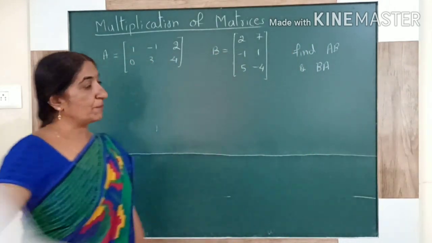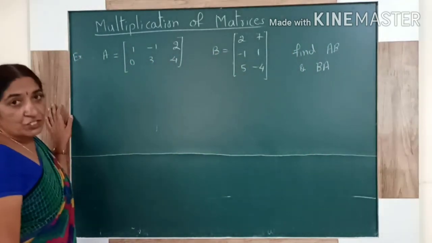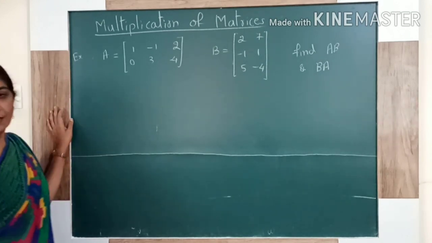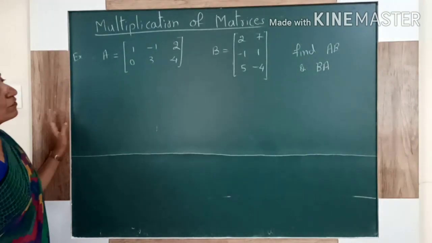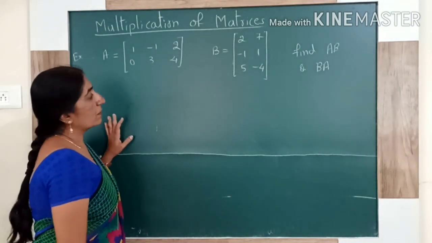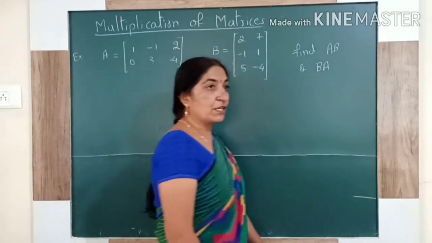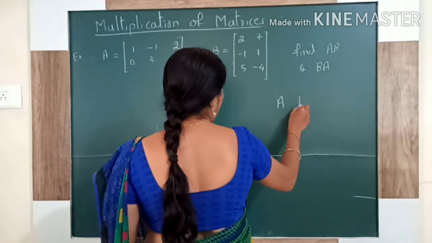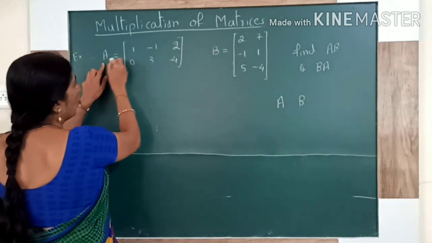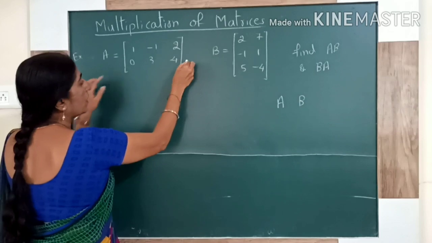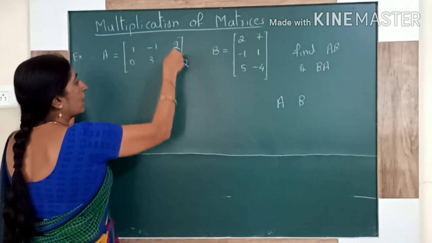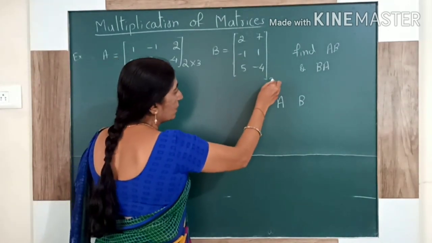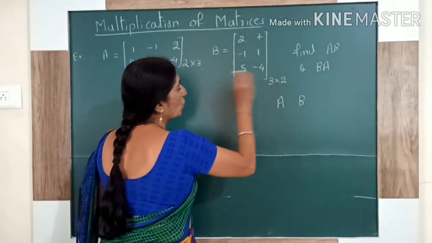This is the example. See, in addition we observe the order. If they have the same order, we just add the elements. Similarly, here also we have to observe the order. That is very important in multiplication. It is totally dependent on the order. See, on the side I am writing A and B. What is the order of A? First row, second row, 2 rows, and we have 3 columns, and in B we have 3 rows, 2 columns.